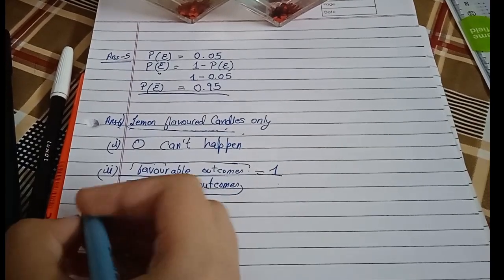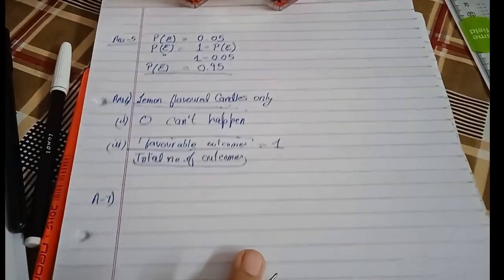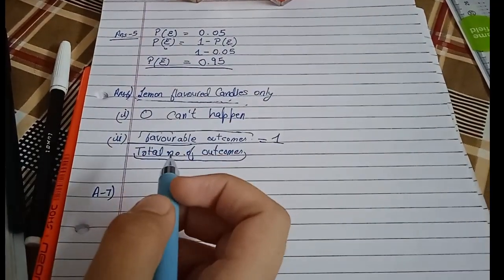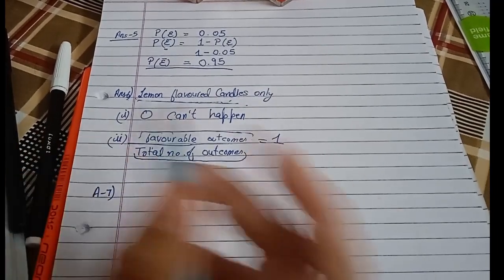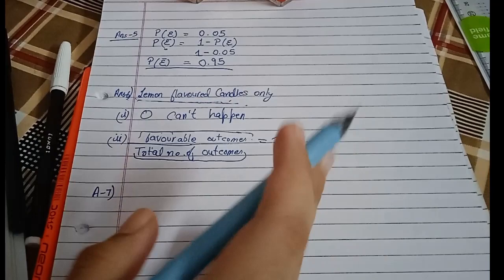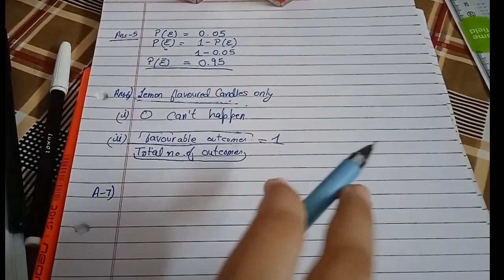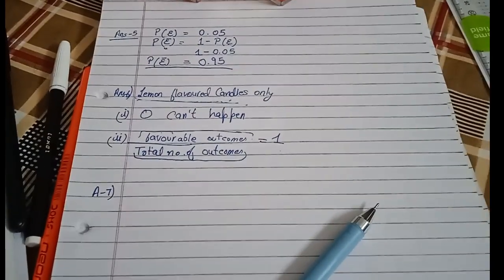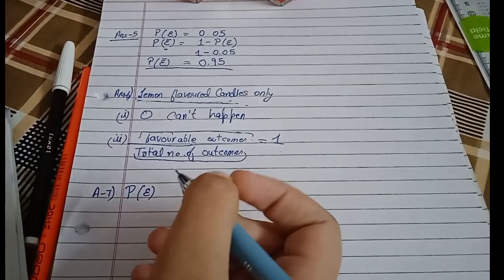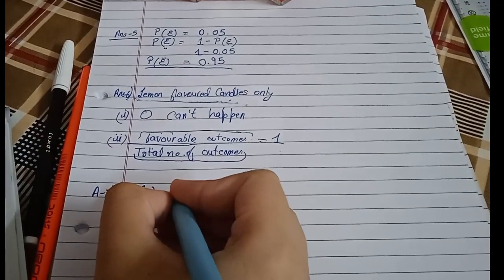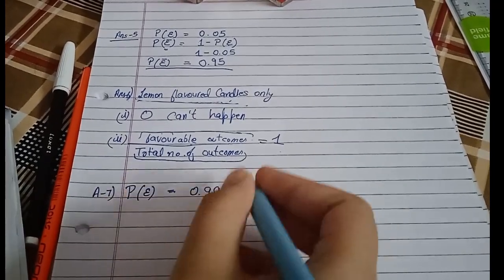Okay, now answer 7. Let us do. The question says, it is given that in a group of 3 students, the probability of 2 students not having the same birthday is 0.992. What is the probability that the 2 students have the same birthday? So here P(E) is equal to 0.992. Now this is quite confusing here.